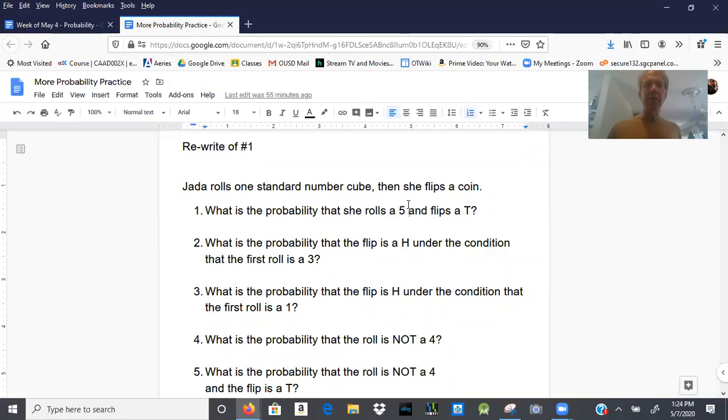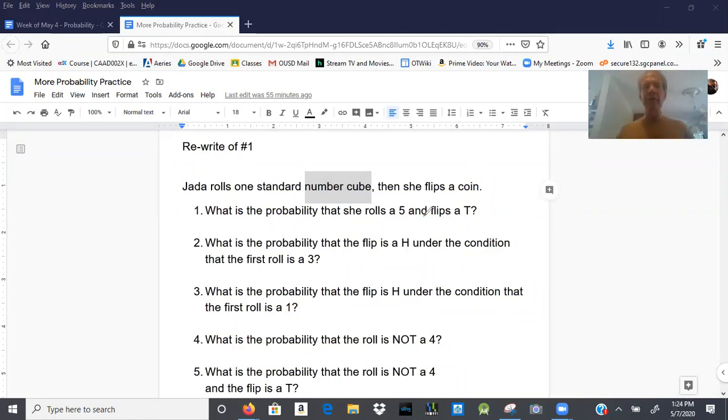Okay, so this is very similar to what's in the book. Jada rolls one standard number cube, which is what I call dice. I don't know why they call them this. Once again, I think it's some weird cultural thing. And then she also flips a coin. This is a little different than in the book, and I think it's a better problem.